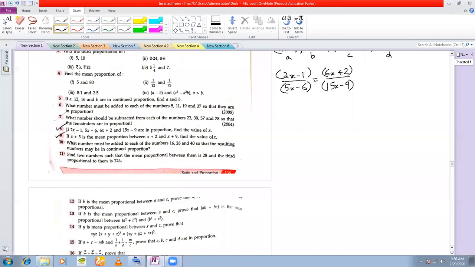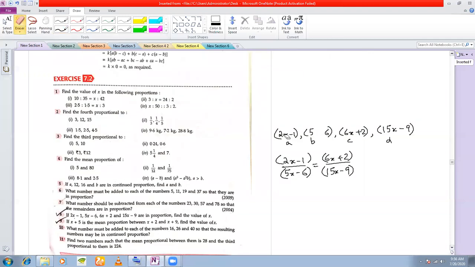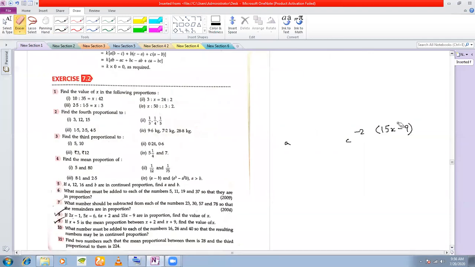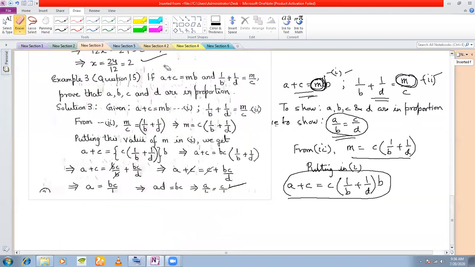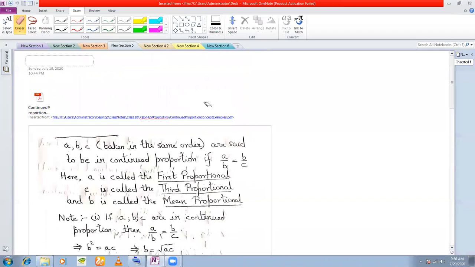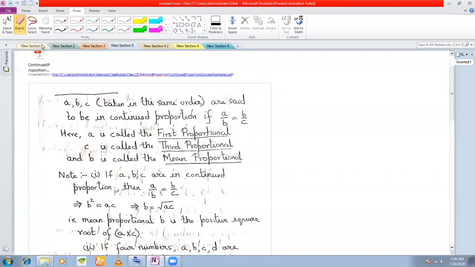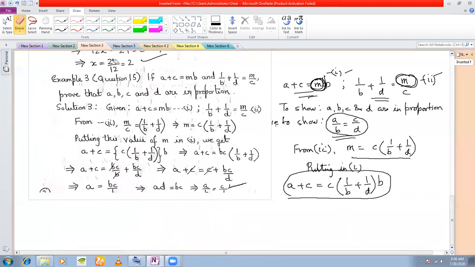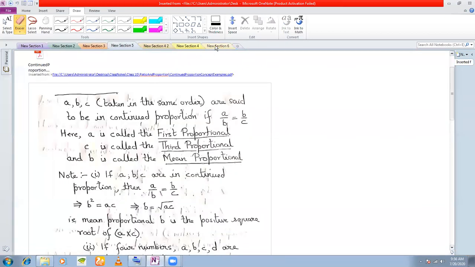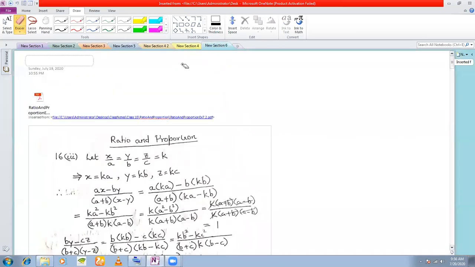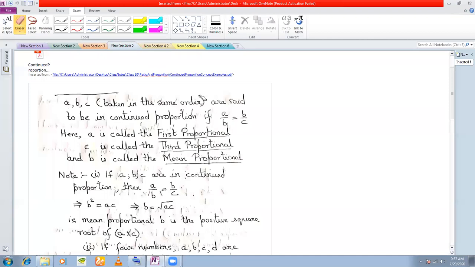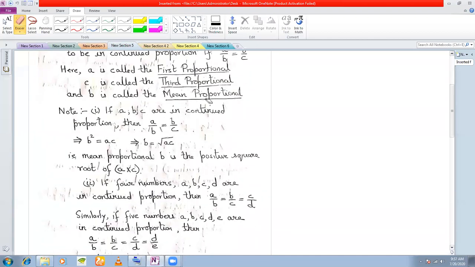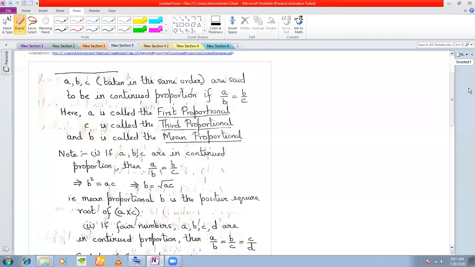Okay, so can we proceed now? I'll come to Arpita's problem a little later. Let me just proceed with proportion. Okay, now the next definition is that of continued proportion.